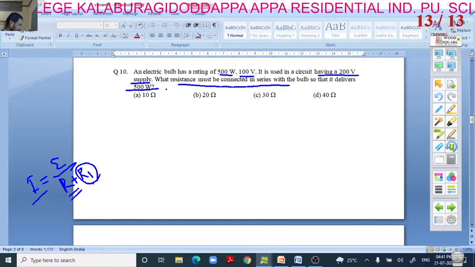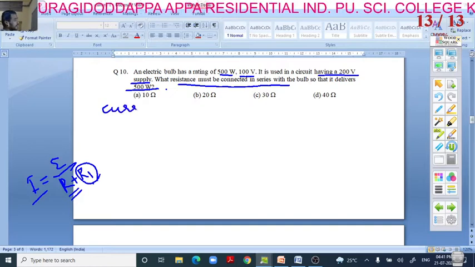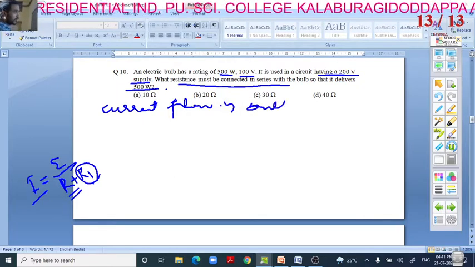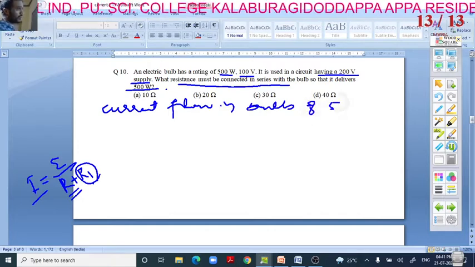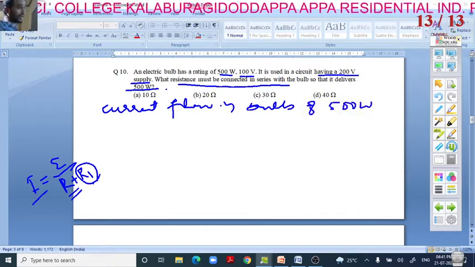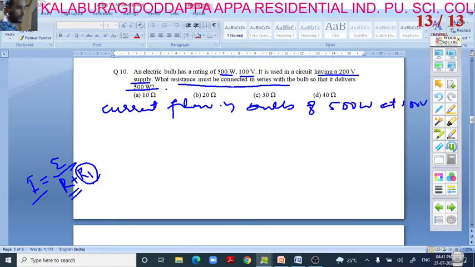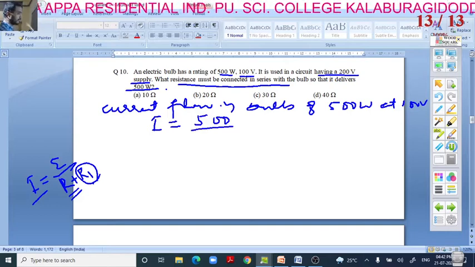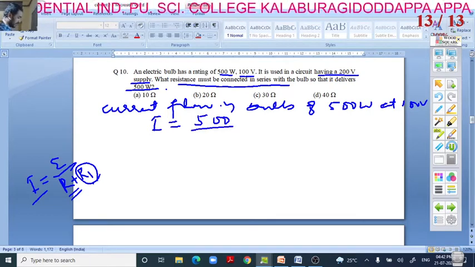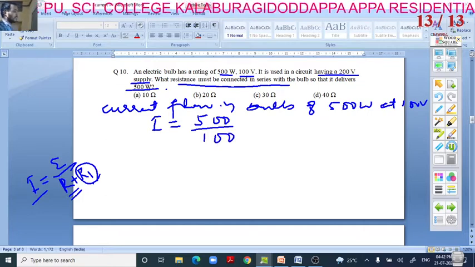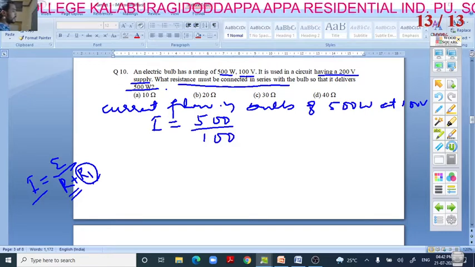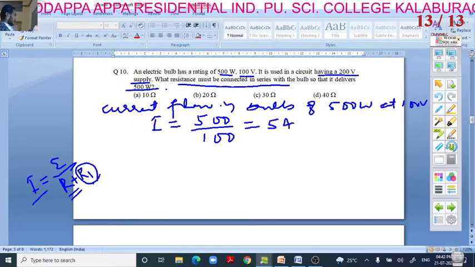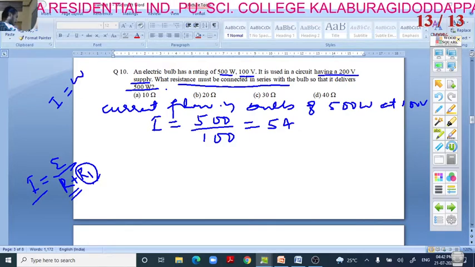So current flowing in the bulb of 500 watt operating at 100 volt. So we know the formula. I is equal to 500 watt divided by 100 volt, that we got current, that is equal to 5 ampere, right? So this is the formula we have used here. I is equal to W divided by V. I have used this.